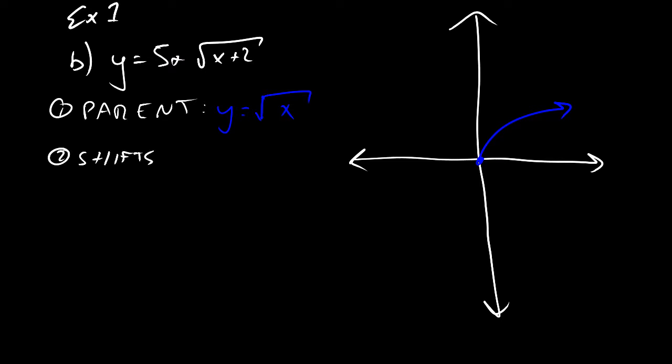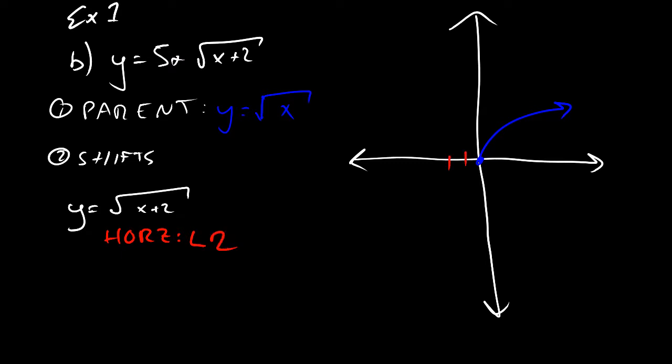What do our shifts look like? Alright, well, if we look at y is equal to, start off small, the square root of x plus 2. We know the plus 2 is attached to our x. So if it's attached to our x, we're dealing with horizontal, and we know horizontal does the opposite of what we think. So if it's a positive 2, we're moving left 2, 1, 2.